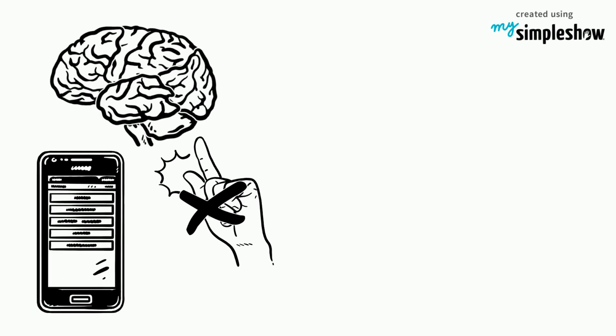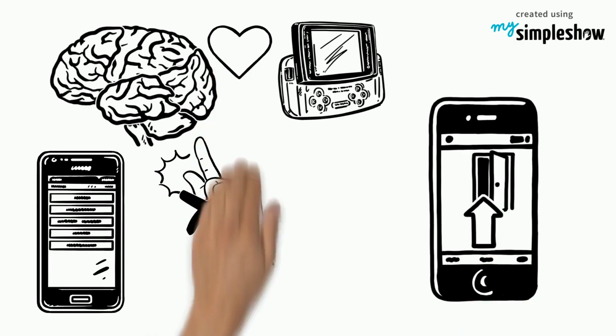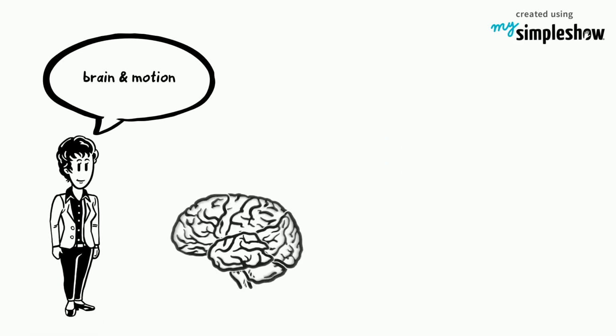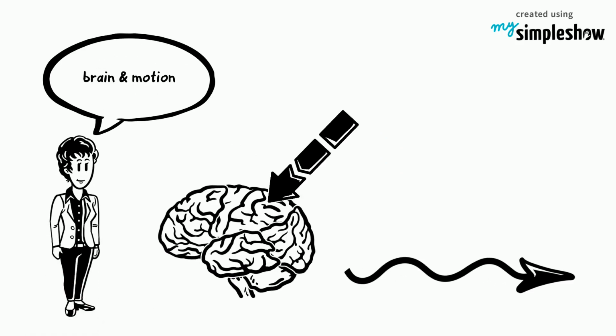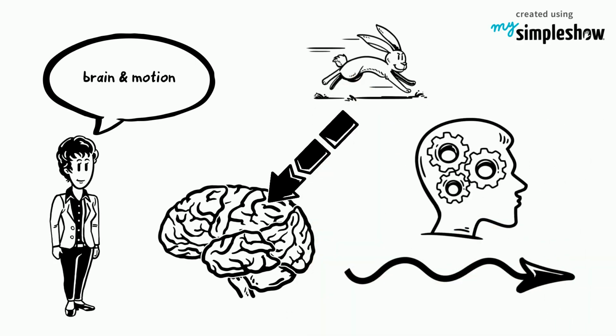A static environment does not stimulate the brain nearly as much as an interface that incorporates motion. That is why the brain loves computer games. So, let's talk about the brain and motion. Large brain regions are devoted to movement and sensory inputs. Motion triggers mental processes.